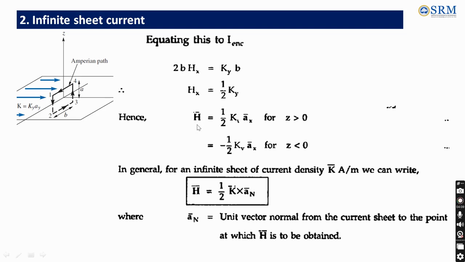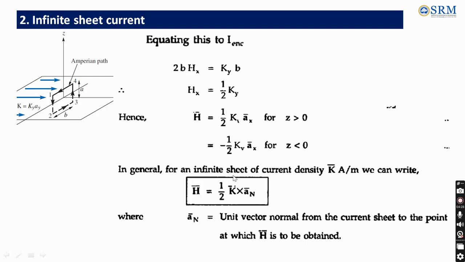And how can I write the magnetic field intensity? It is half Ky into the unit vector along the x-axis, because the magnetic field intensity is finally along the x direction. So is it greater than 0? If the point lies in the plane less than 0, it is going to be the negative of the same.